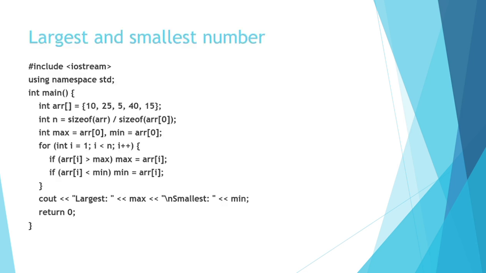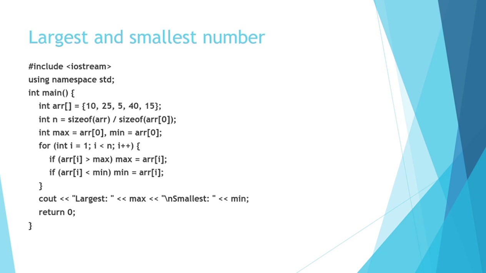Largest and smallest number. The given C++ program initializes an integer array ARR with 5 elements, 10, 25, 5, 40, 15. It then calculates the number of elements in the array using sizeof(arr) / sizeof(arr[0]), which determines the total size of the array in bytes and divides it by the size of one element, resulting in n equals 5 because an array contains elements of the same data type.